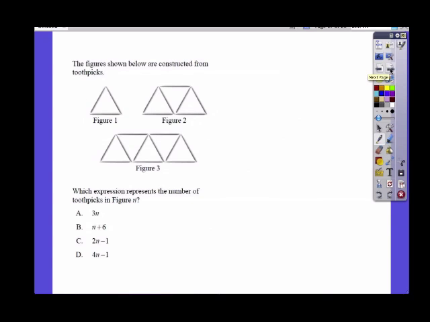Okay, with this next problem, we have a pattern: shapes constructed with toothpicks. So figure 1, figure 2, and figure 3 are all just new models of the same thing following a pattern. The easiest way of solving this is to maybe make a table.